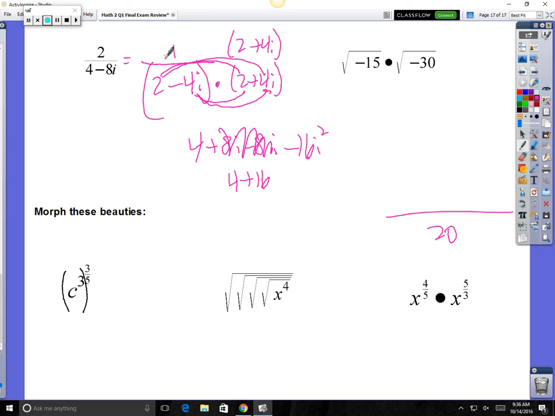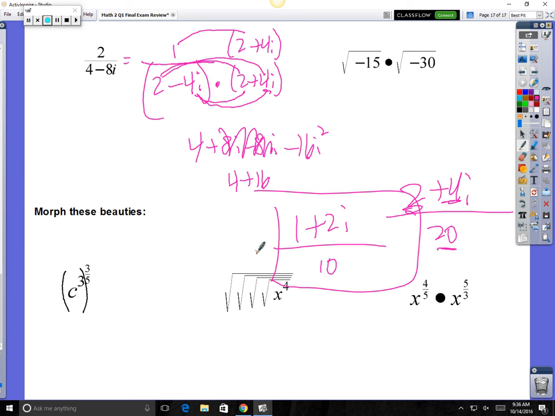Okay, on the top, you're going to times just by 1, so it's 2 plus 4i. Clean them up. Do the 2, the 4, the 20, divide them all by 2. That's going to change to 1 plus 2i over 10. Final answer.